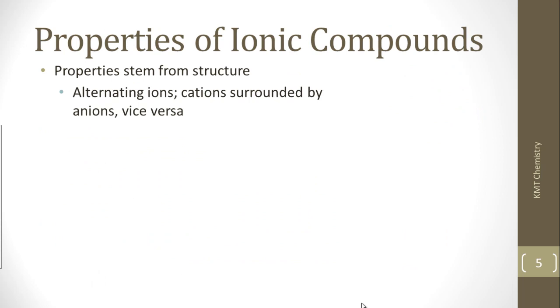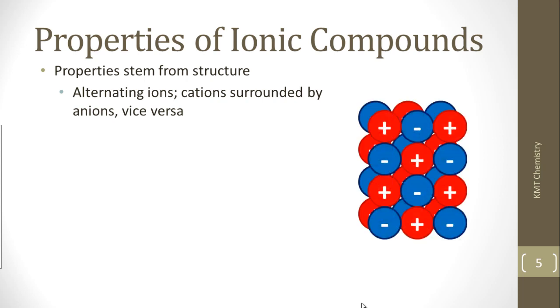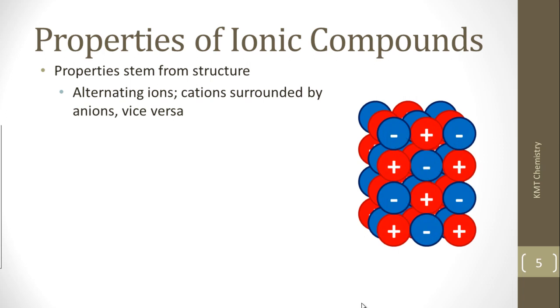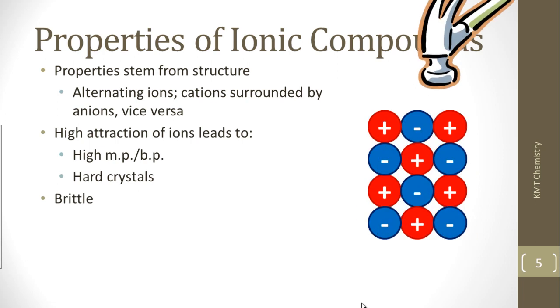Properties. All of the properties of ionic compounds come from the structure of the ionic compound. Ionic compounds are alternating ions. You see cations surrounded by anions surrounded by cations in all three dimensions as shown here. This is a tightly packed, heavily attracted, rigid structure. This high attraction of the ions leads to the high melting point and boiling point of ionic compounds and very hard crystals.